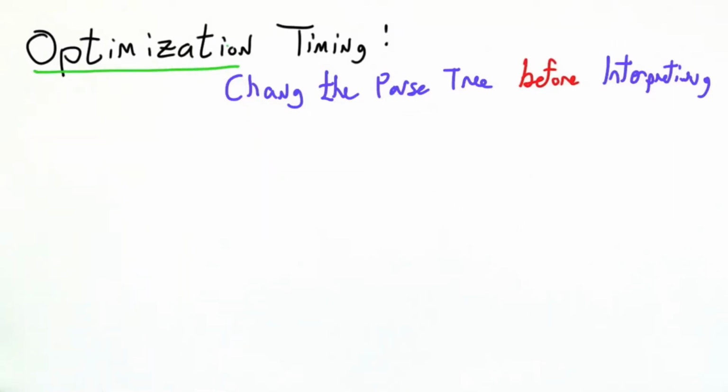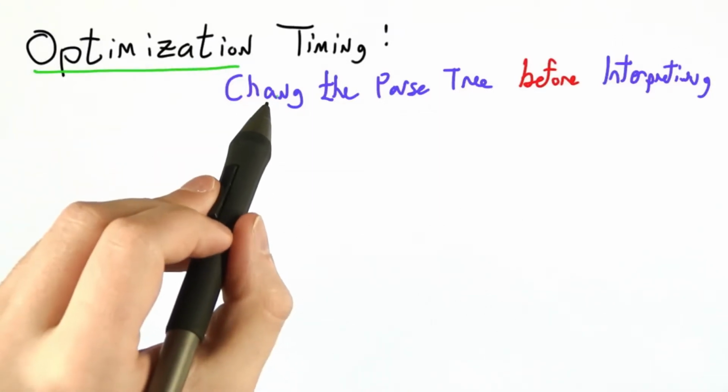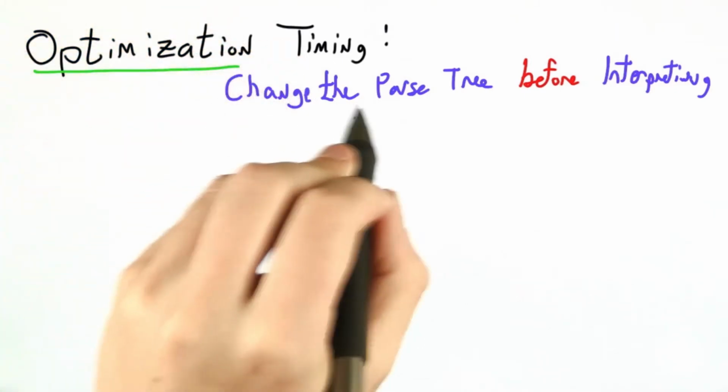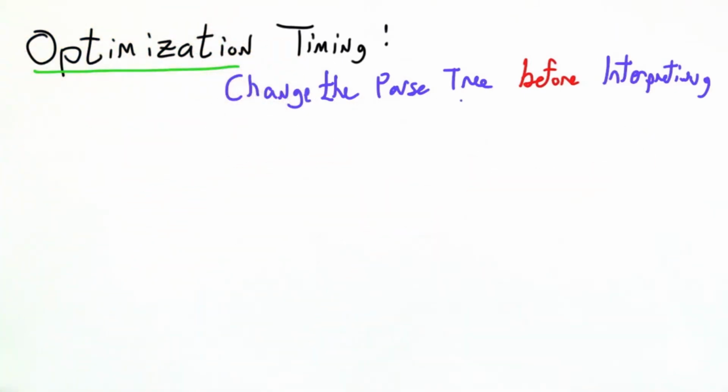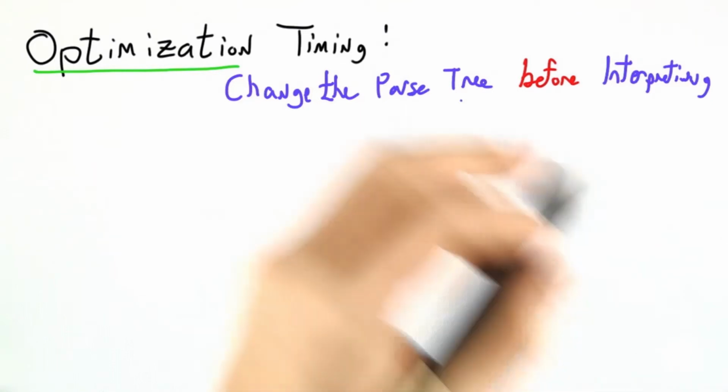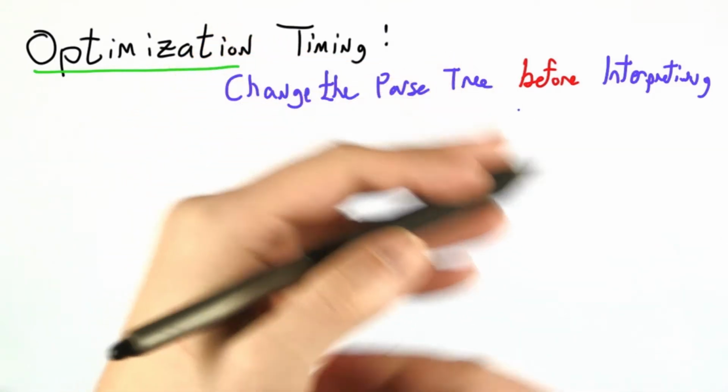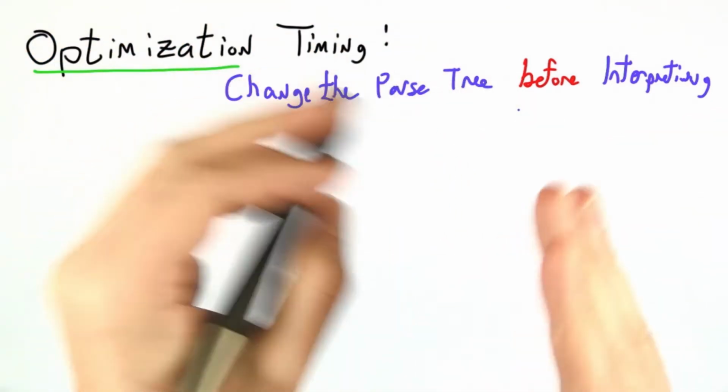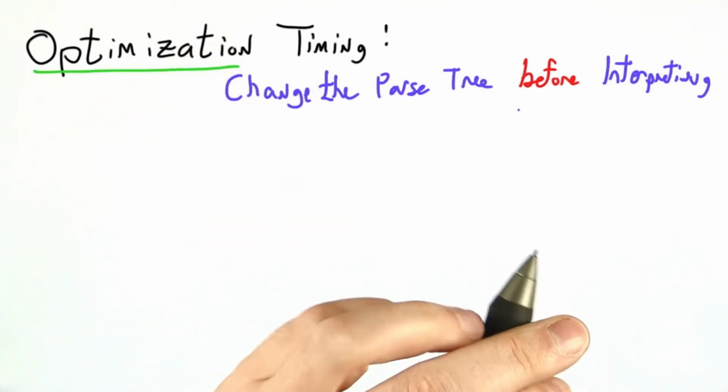So how are we going to fit optimization into our JavaScript interpreter? The basic plan is to change the parse tree before interpreting. That way we'll save time, especially if the optimization we made was in the inside recursive call of Fibonacci or factorial or something like that.